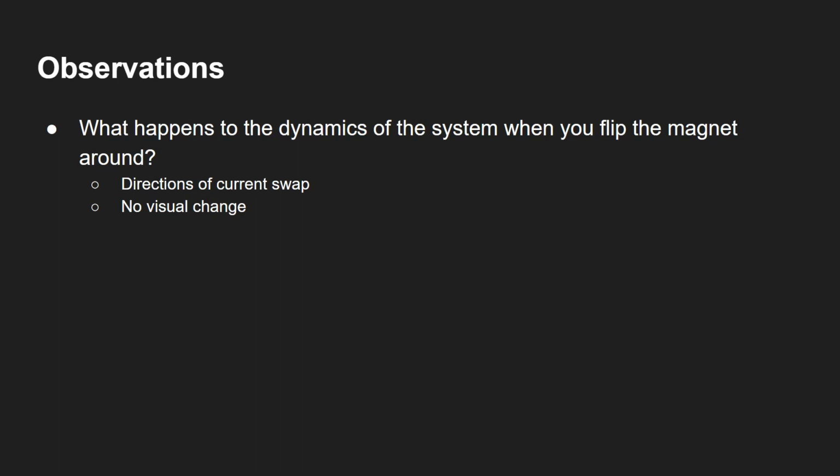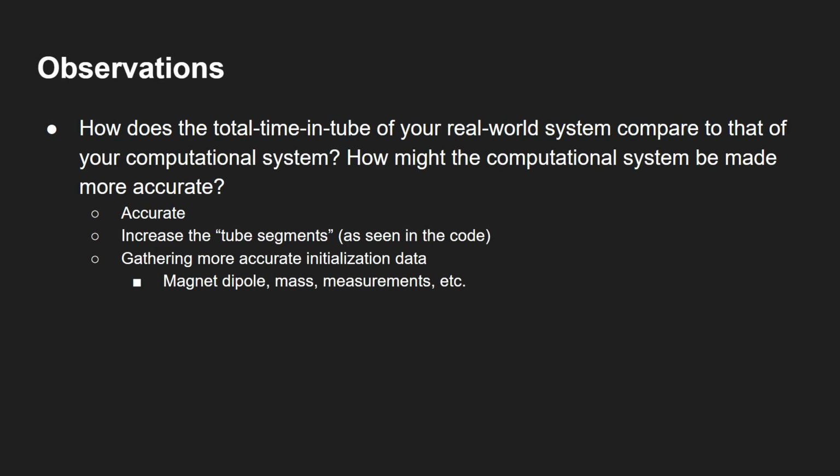I tried this and there is no visual change, but one thing to note is that the directions of current will swap. We just can't see any actual change. Now, how does the total time in the tube of the real-world system compare to the computational one? It's pretty accurate, both being around 1.5 seconds.